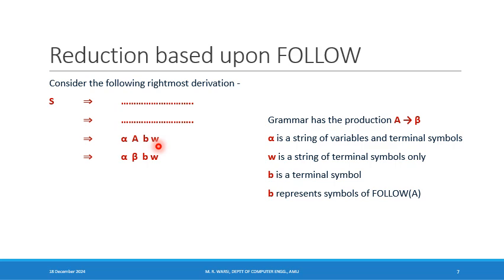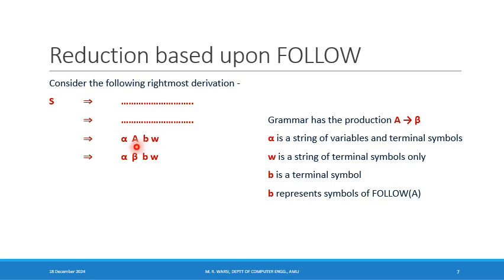So that means in this right sentential form, after the variable capital A, there are only terminal symbols. So in this sentential form, capital A is the rightmost variable. So in the next step of the derivation, this variable will be expanded or replaced to obtain the next sentential form. The second point to be noted here is, in this sentential form, small b is following the variable capital A. So small b is a terminal symbol which is representing the follow of the variable capital A.